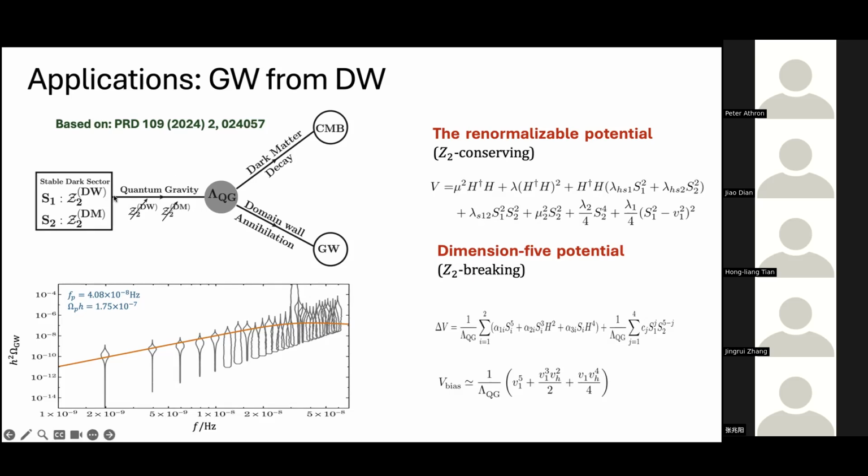Now, as expected, quantum gravity breaks both of these Z2s, as a result of which this dark matter is allowed to decay, and we know that the lifetime of decaying dark matter is highly constrained from CMB. So this in turn can provide a constraint on the scale of quantum gravity. On the other hand, quantum gravity also introduces a bias term in the potential, and that allows the domain wall to annihilate, and hence it can generate gravitational waves. So this in turn can also constrain the scale of quantum gravity.